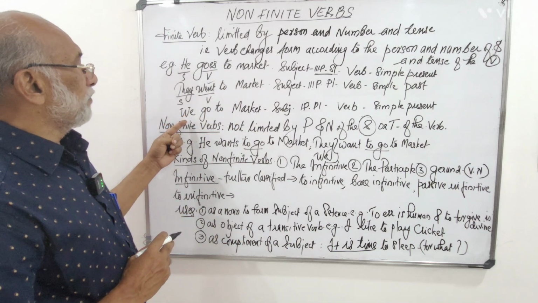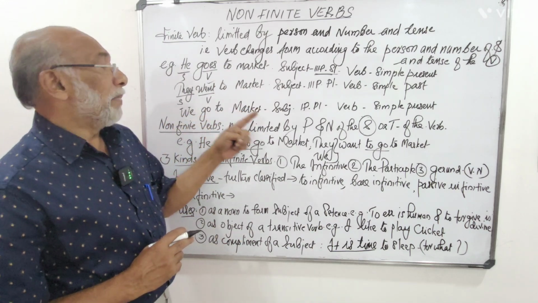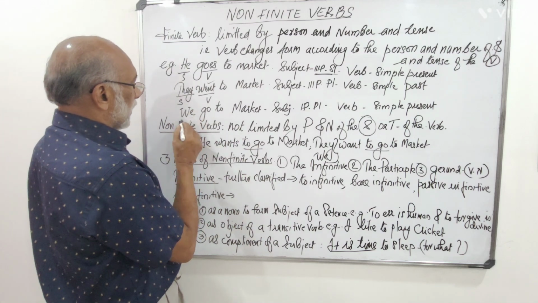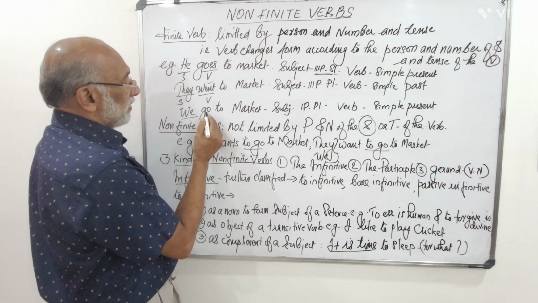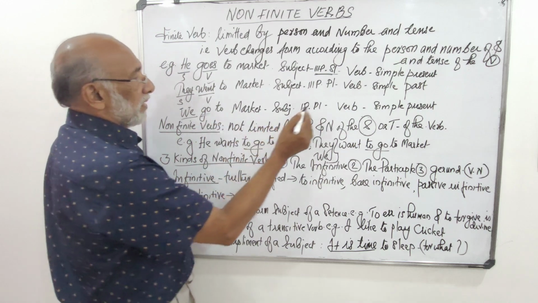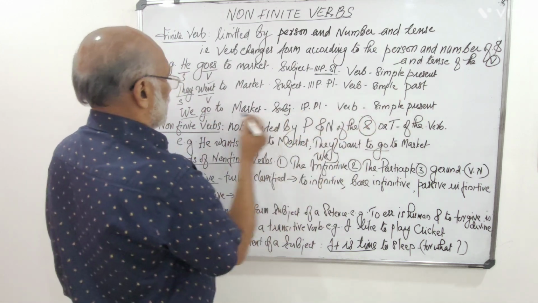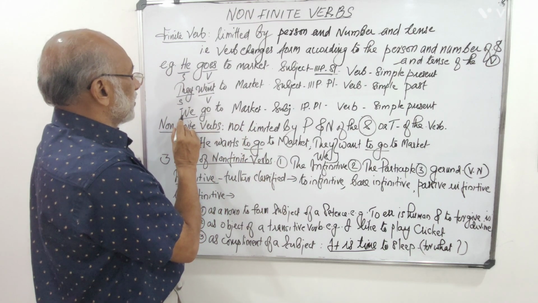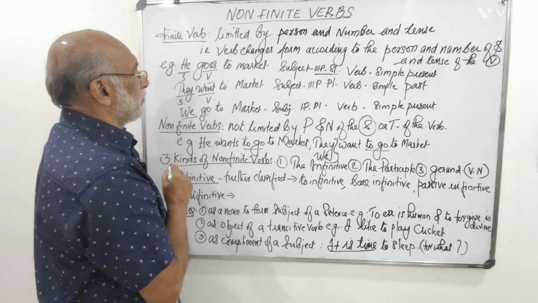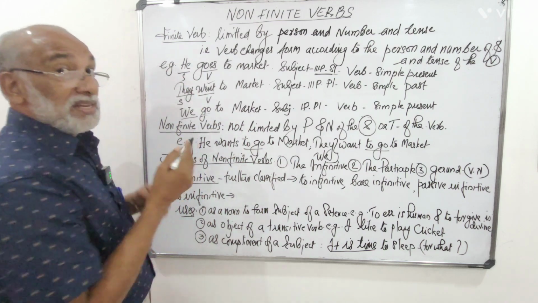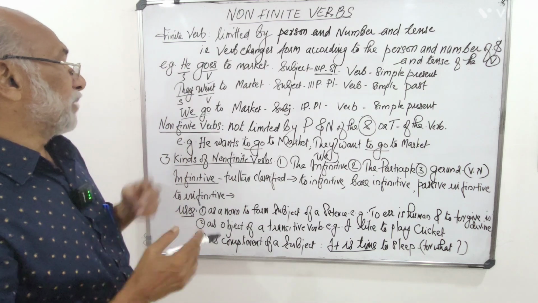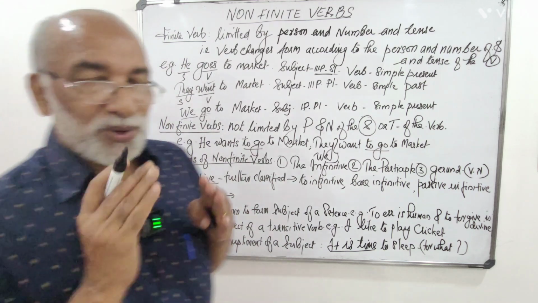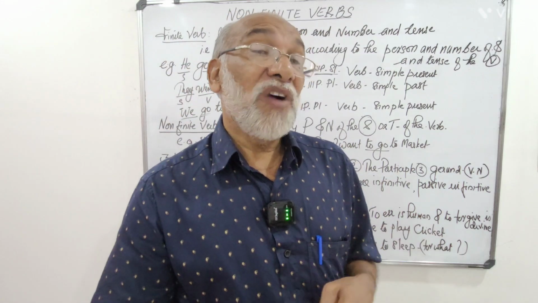Coming to the third example, we go to market. Here it is first person plural, we, then the verb is simple present. We go to market. That means according to the subject, the form of the verb changes, and to the number and person of the subject. Okay, I think you got an idea of what is a finite verb.